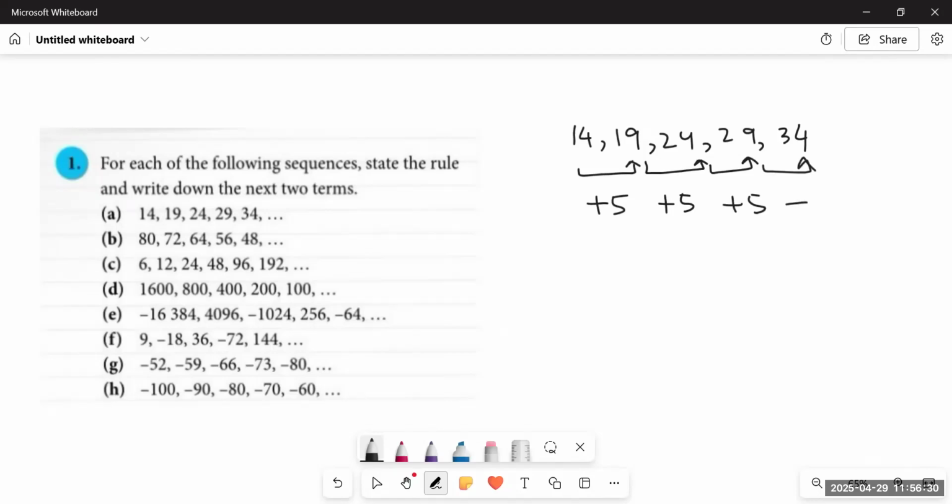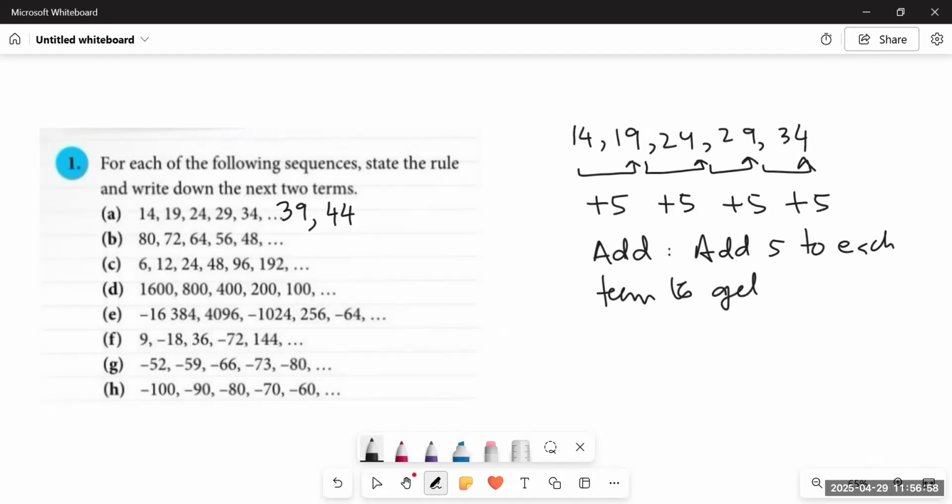Would it be easier for me to find the next two terms? Of course, I'll simply add 5 to 34 and it becomes 39. And similarly, again 5 to 39, so it becomes 44. So the next two terms would be 39 and 44. And what would be the rule? Simply, I'm going to write: add 5 to each term to get the next term. Simple. Okay, this is how we have to find the rules.